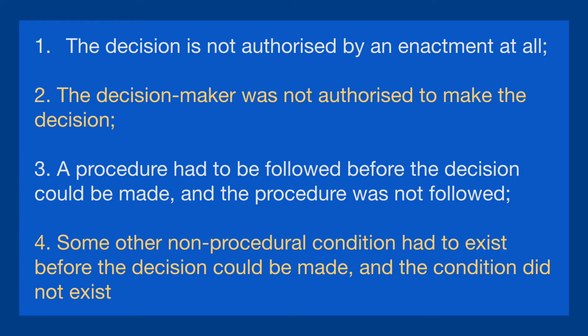And 4. If some other non-procedural condition, some jurisdictional fact, had to exist before the decision could be made and that jurisdictional fact did not exist. In any of those cases, the decision maker never has the power to make a decision. They never have jurisdiction. And so if they try to make a decision, they're making a jurisdictional error.